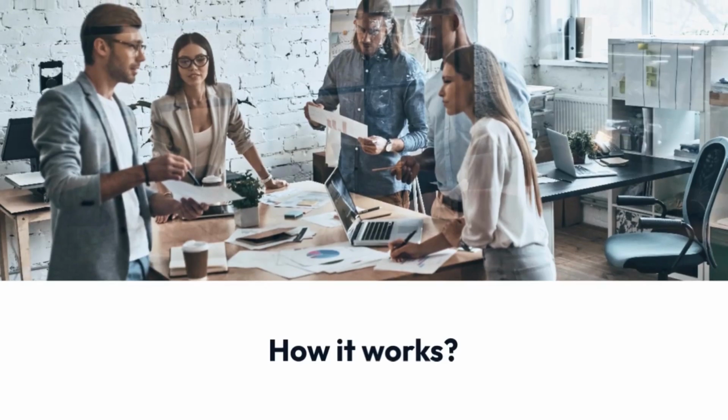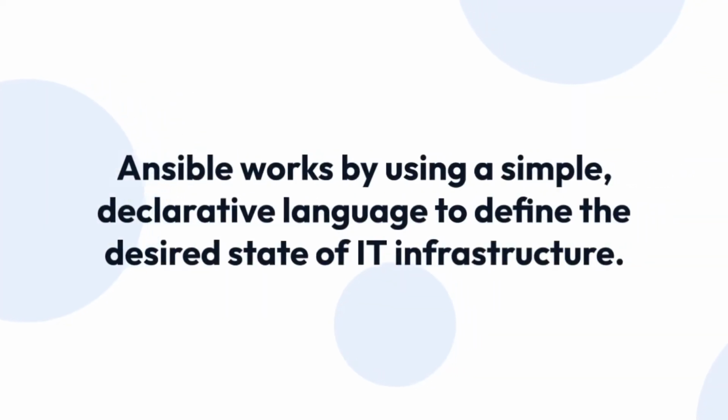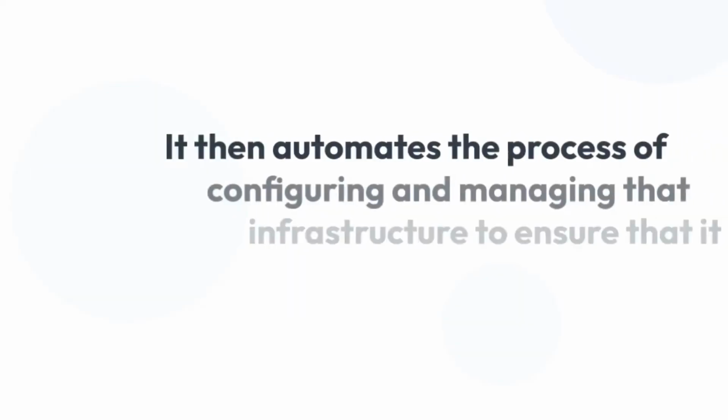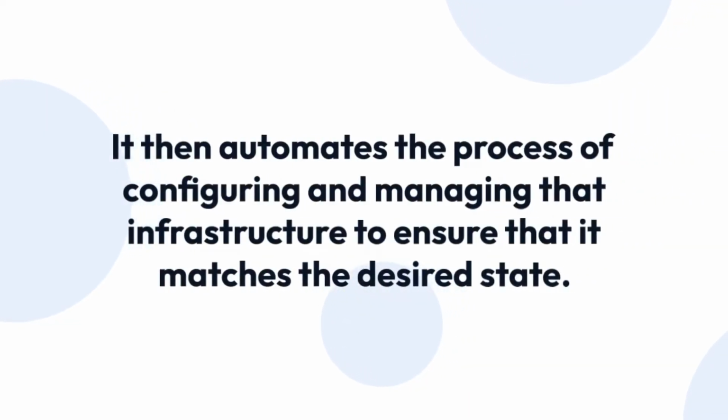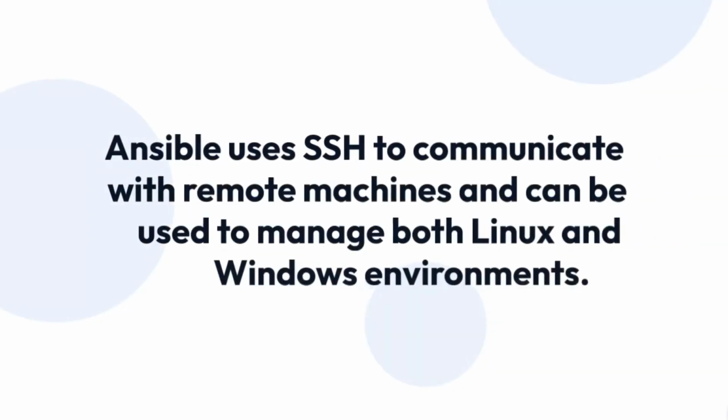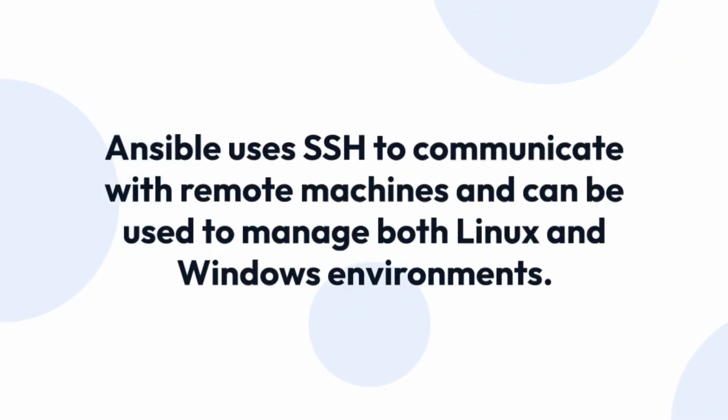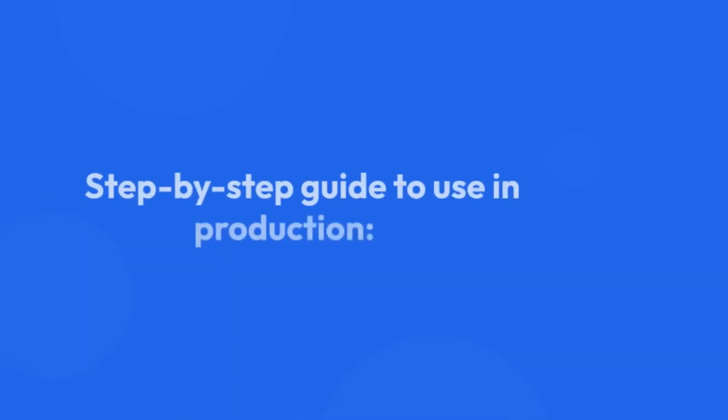How it works. Ansible works by using a simple, declarative language to define the desired state of IT infrastructure. It then automates the process of configuring and managing that infrastructure to ensure that it matches the desired state. Ansible uses SSH to communicate with remote machines and can be used to manage both Linux and Windows environments.